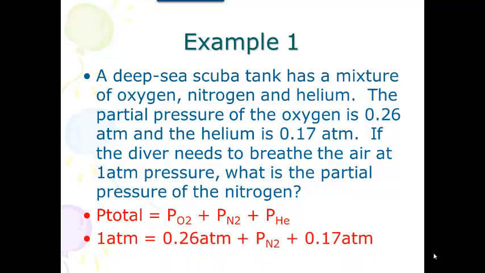The partial pressure of the oxygen was 0.26 atmospheres, and the partial pressure of the helium was 0.17 atmospheres. I know that because the diver's breathing at 1 atmosphere of pressure, that represents my total. From here, it's just a matter of subtracting and getting the partial pressure of nitrogen by itself in the formula. If you do your math correctly, you should find the partial pressure of nitrogen is 0.57 atmospheres. And that's all there is to this. Let's try one more example.